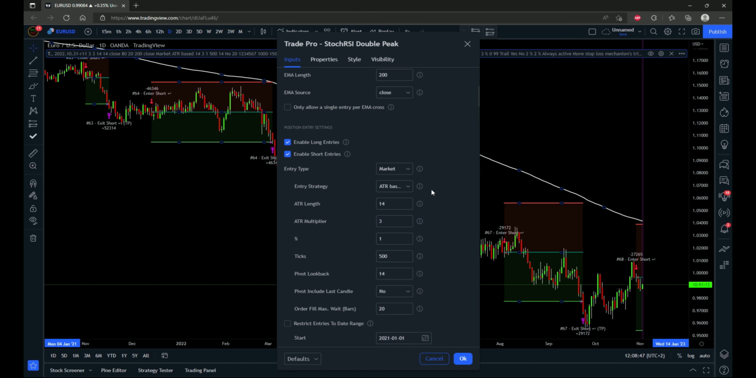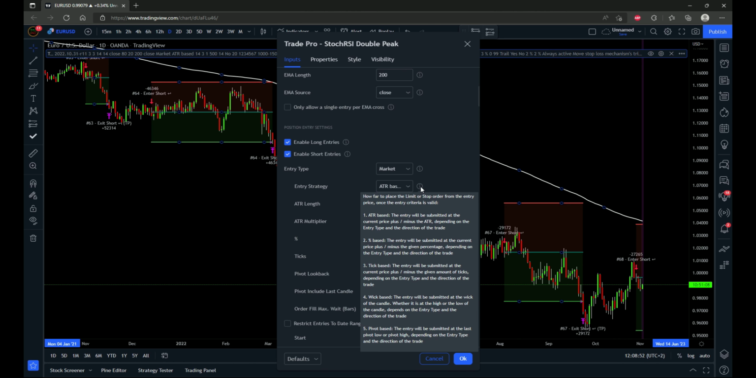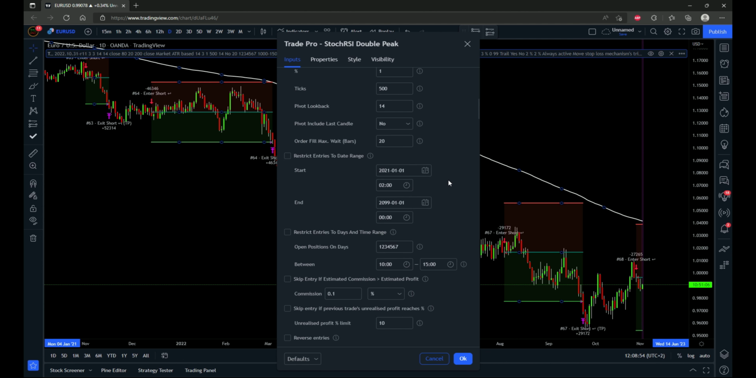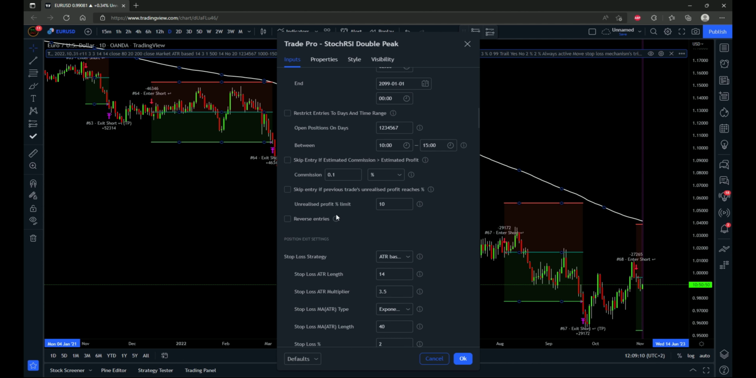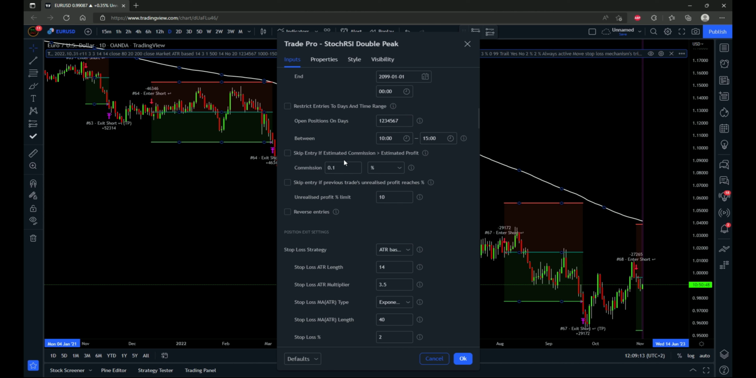So if you do get access and it's a bit confusing, you can always read each of these descriptions to help you out. Now, this section is on all of the different trading scripts that we offer on TradePro, and this allows you to essentially just restrict entries to a certain date range. You can also restrict entries to certain days of the week and certain times of day, and you can skip entries if the estimated commission will be greater than the estimated profit.